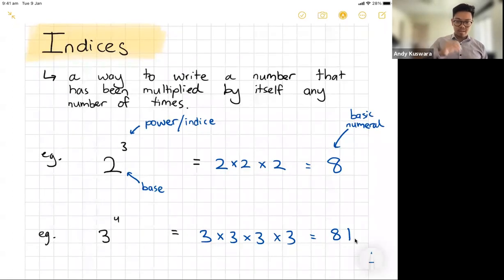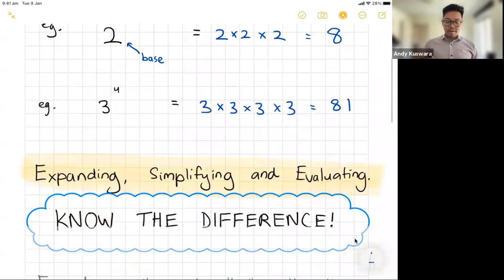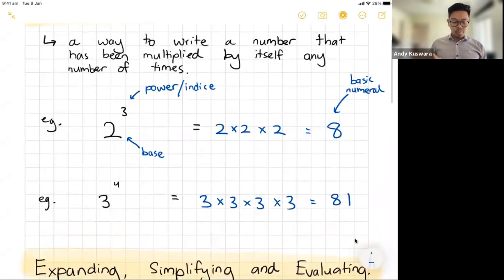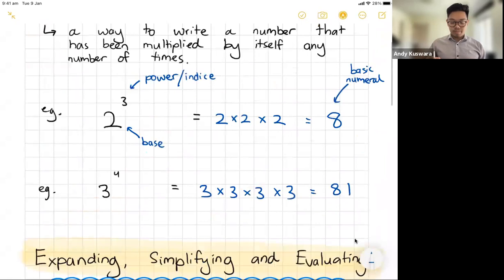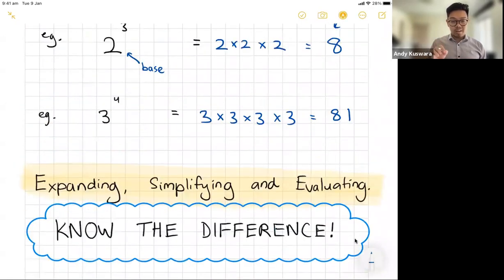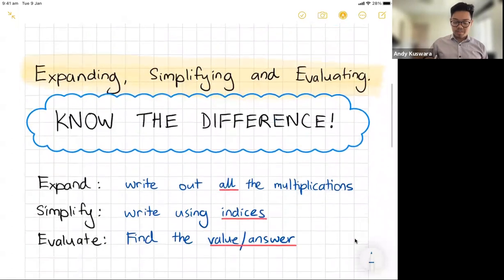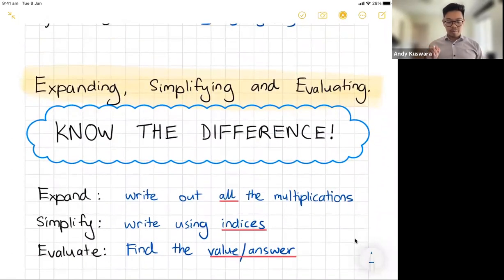So you're going to have a base, you're going to have a power, and you multiply the base by itself as many times as the power tells you, because you've got to listen to the power. All right, now we've got an idea of what these indices are. What we need to know is what questions they'll ask. They'll ask us to expand, to simplify, or to evaluate. Now it's important that we know the difference. So please write this down: expand, simplify, evaluate.